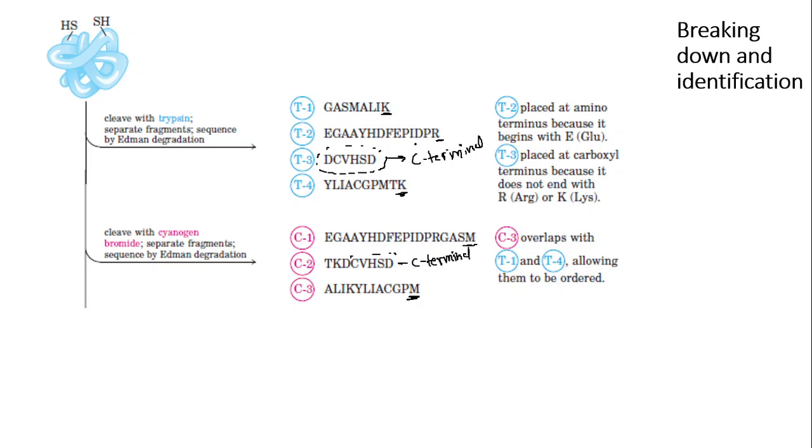You can see that there is considerable overlap in the sequence between these two. This is D, S, H, then V, then C and D. Up until this point, this is identical for both of them. So this must be the C terminal peptide. I'm just writing this down: D, C, V, H, S, D. Okay, so this is the C terminal peptide.